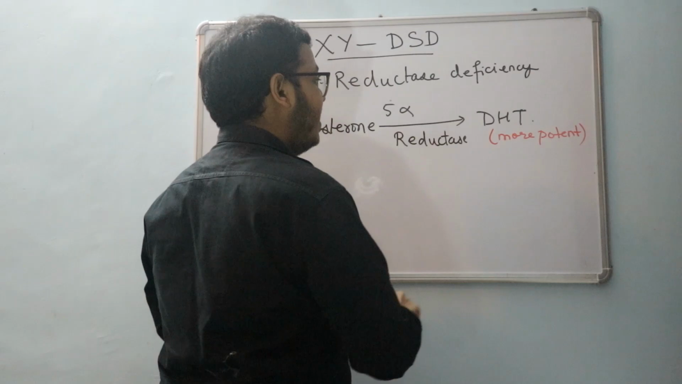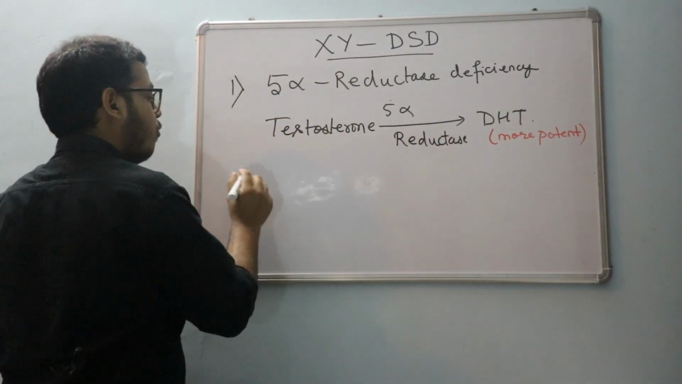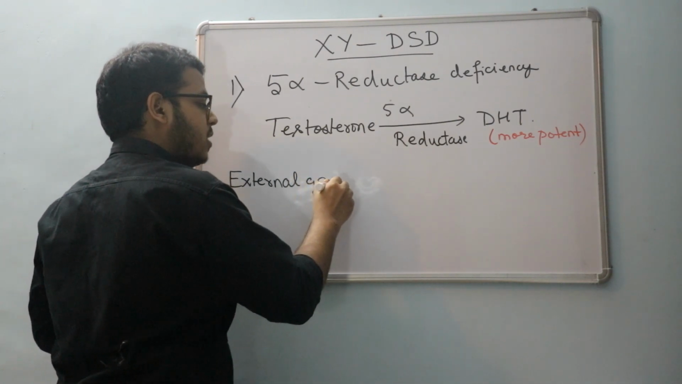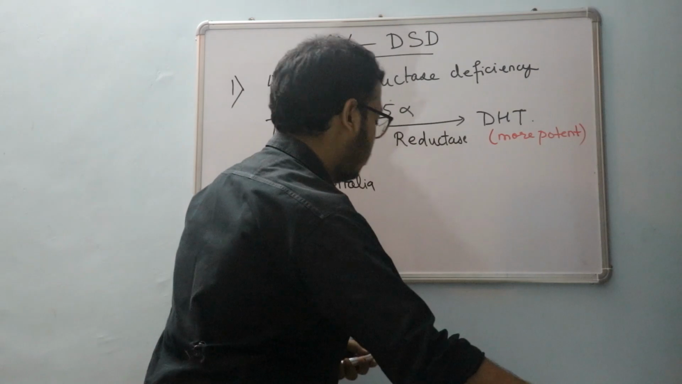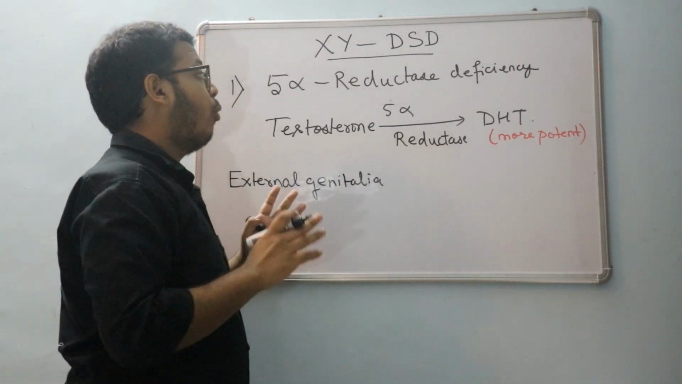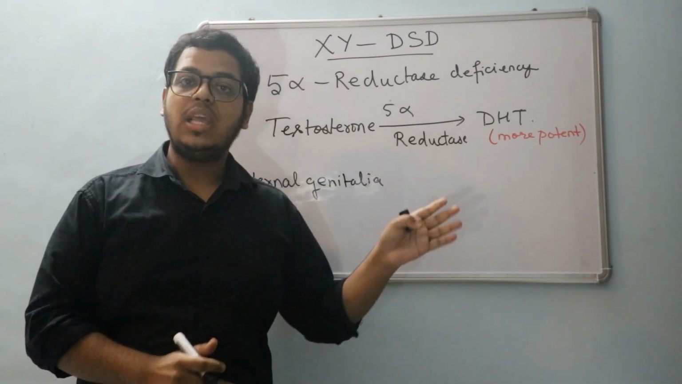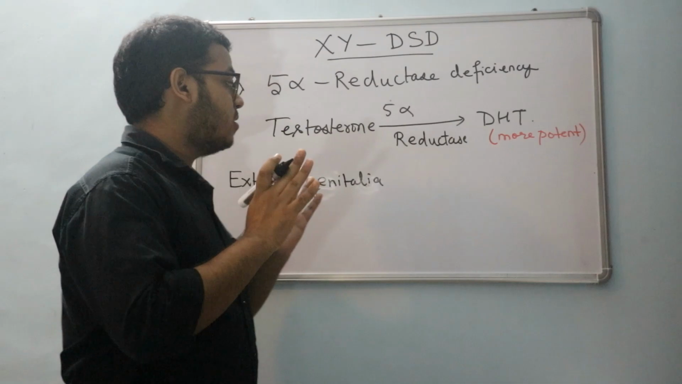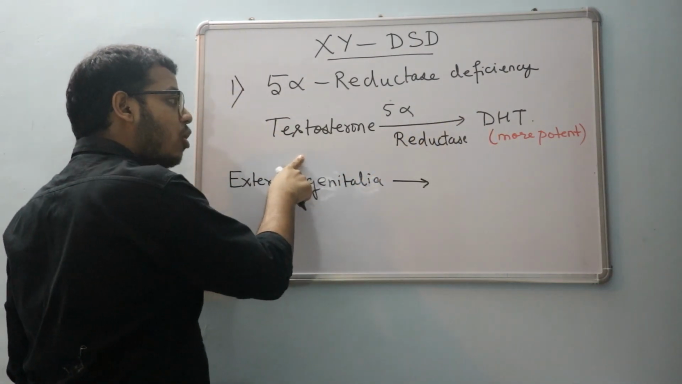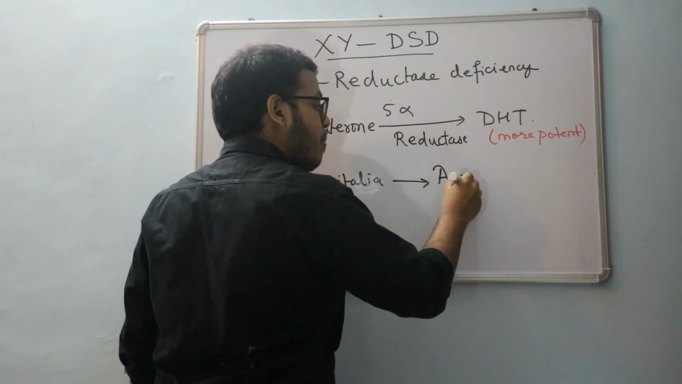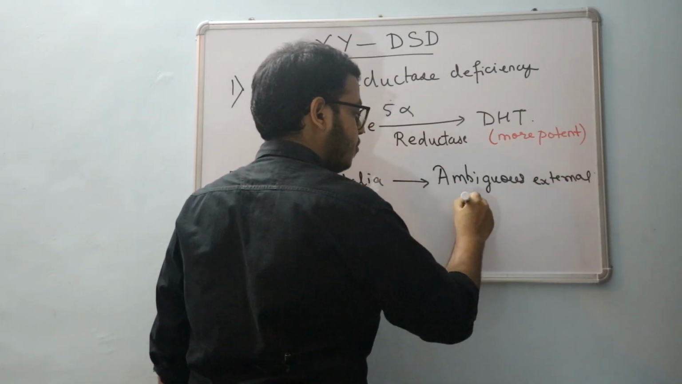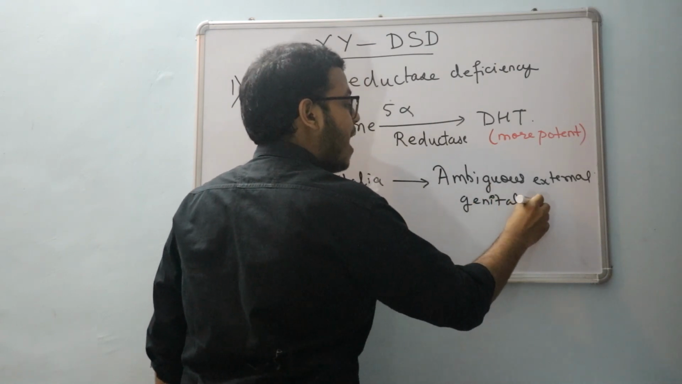So what happens? Now DHT is absent. So if DHT is absent, what will happen? The precursors of the external genitalia, ठीक है, that is present in the embryo, in the intrauterine life, they need a very potent androgen to form the male external genitalia. Very sorry, male external genitalia. But because DHT is absent and only testosterone is present, which is less potent, it will lead to ambiguous genitalia formation. So there will be ambiguous external genitalia.